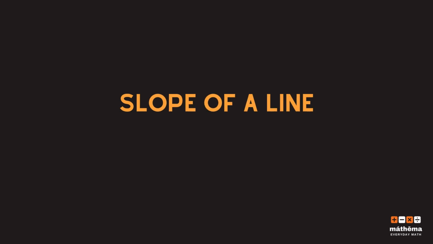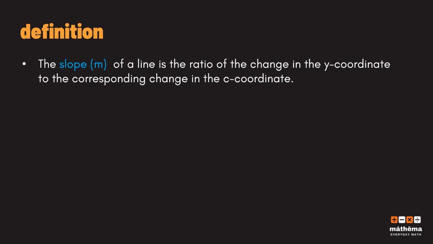Now, for the next topic, let us try to discuss slope of a line. So, what is a slope? A slope, m, of a line is the ratio of the change in the y-coordinate to the corresponding change in the x-coordinate. So, for example, we have here change in y over change in x, or we could use the rise over run. The change in y is our rise, and then the change of x is our run.